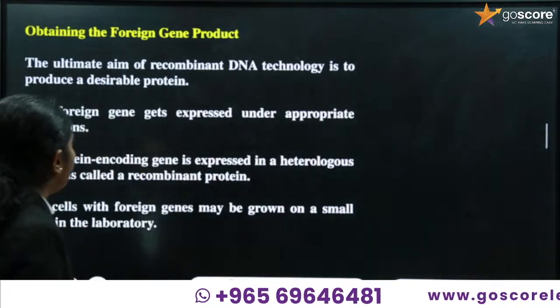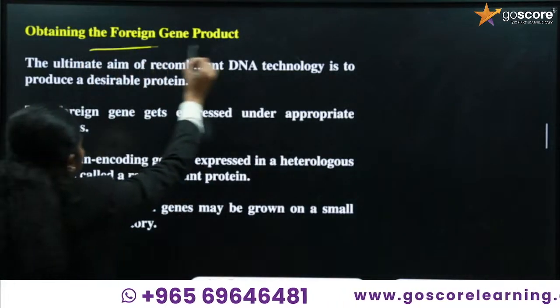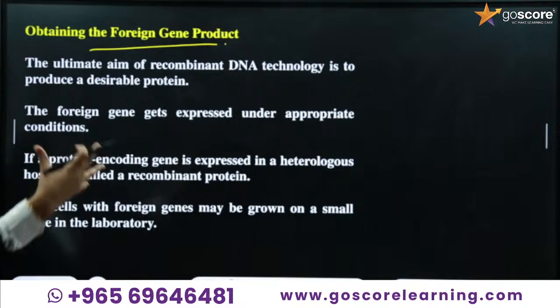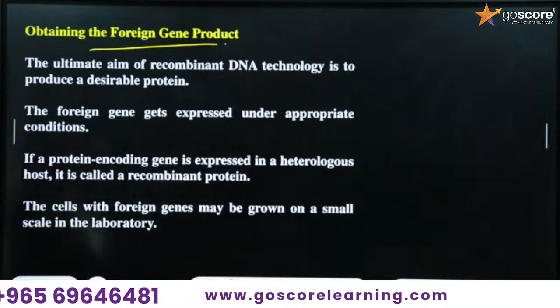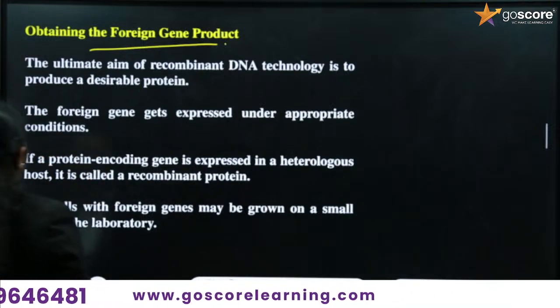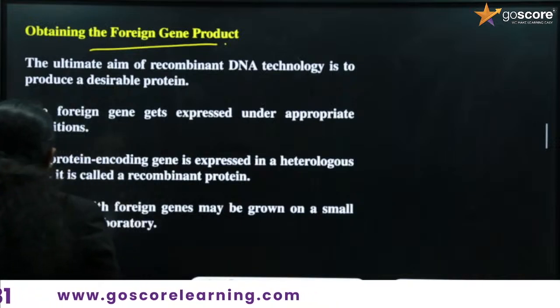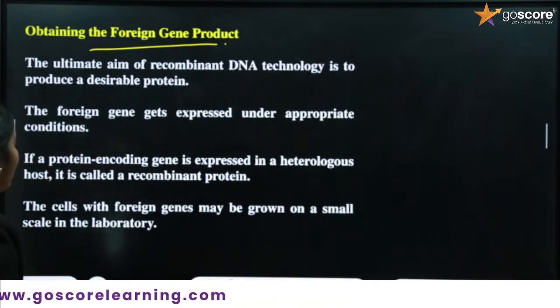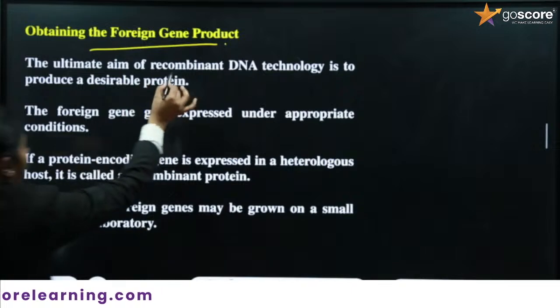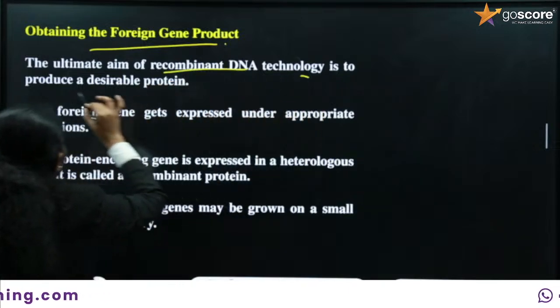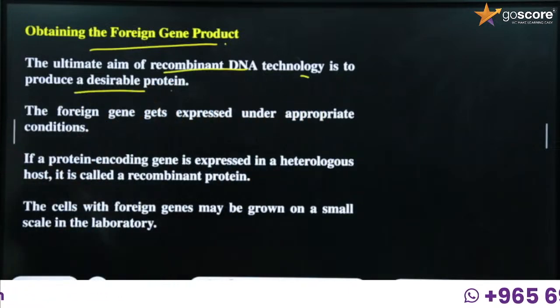So, next one, obtaining the foreign gene product. Now, we have added the recombinant DNA into the host cell, right? So, we have to obtain the foreign gene product. How is the foreign gene product obtained? The ultimate aim of recombinant DNA technology is to produce a desirable protein.